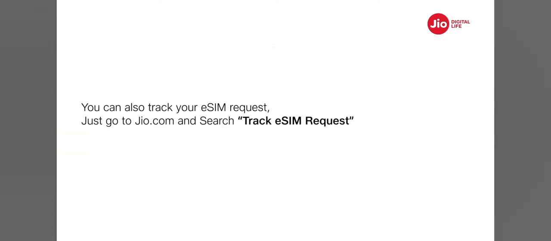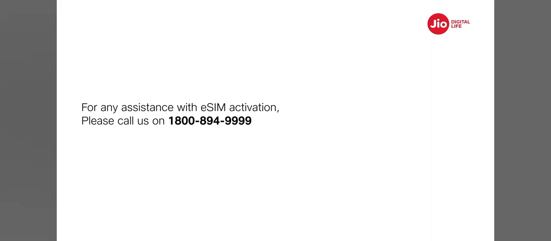You can also track your eSIM request. Just go to jio.com and search Track eSIM Request. For any assistance with eSIM activation, please call us on 1800-894-9999.